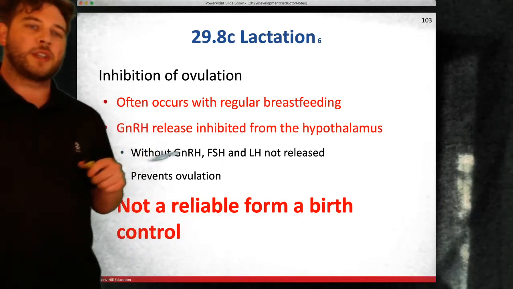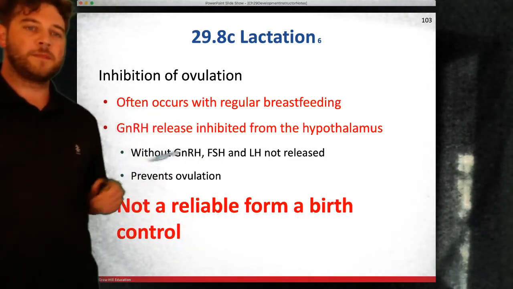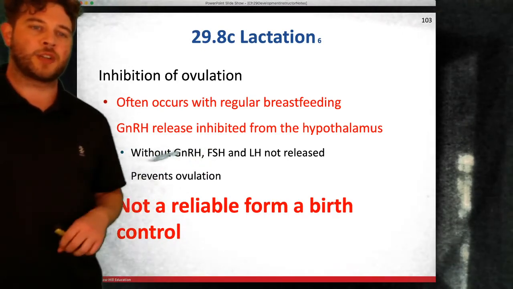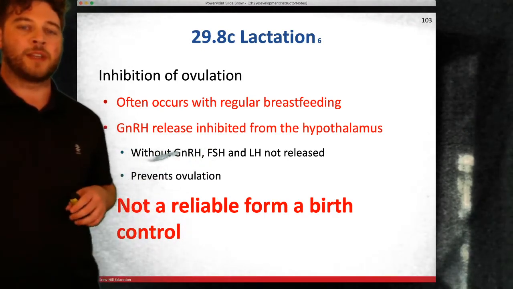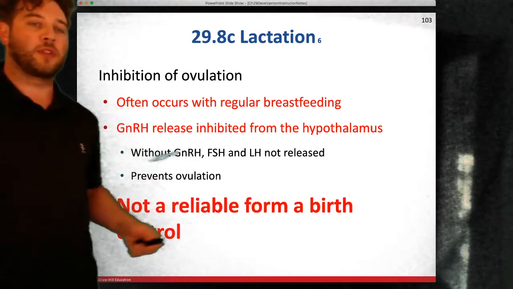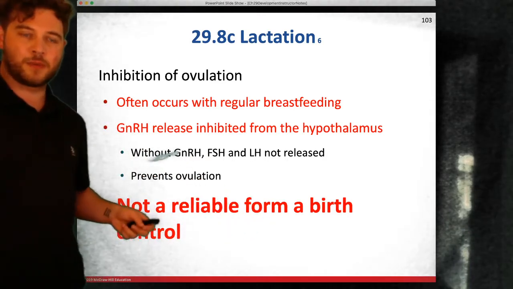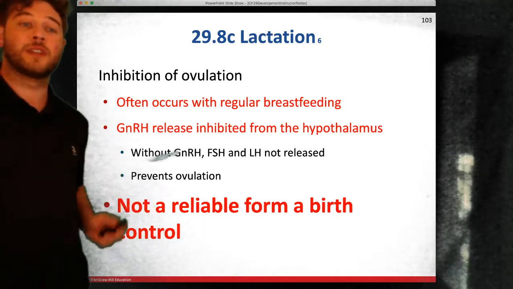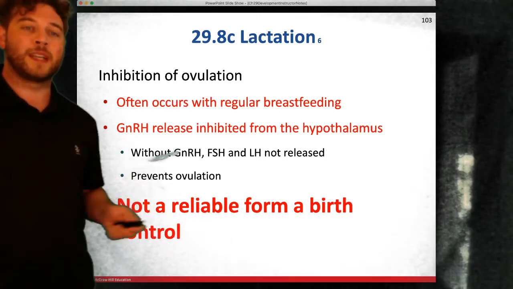Inhibition of ovulation often occurs with regular breastfeeding. GnRH release is inhibited from the hypothalamus. Without that, FSH and LH aren't released to help prevent ovulation. It is not a reliable form of birth control. I made this larger and more bold. They did not create this slide like this, but I just want to make sure we point that out, that it is not.